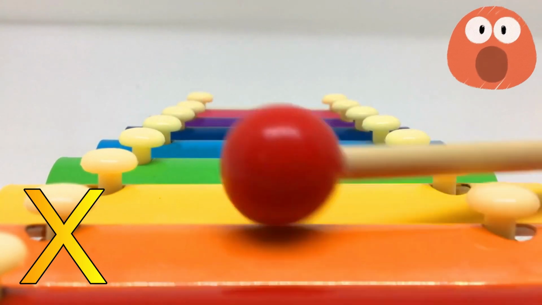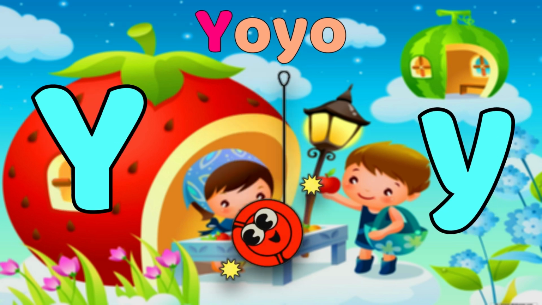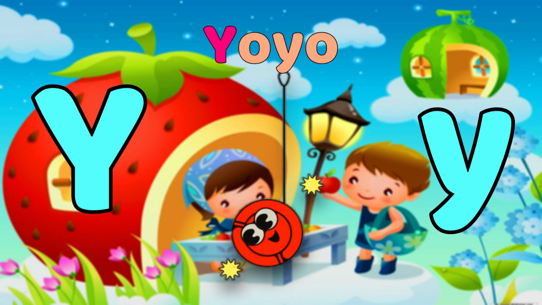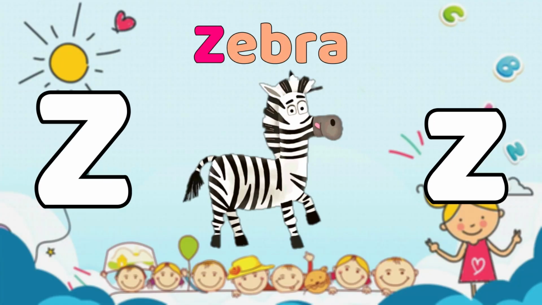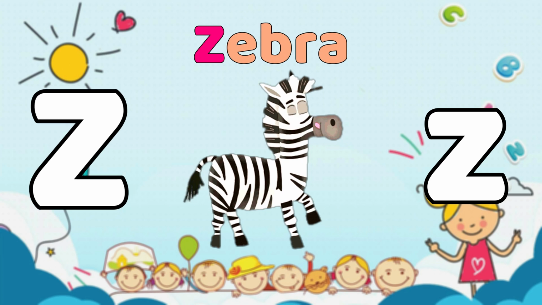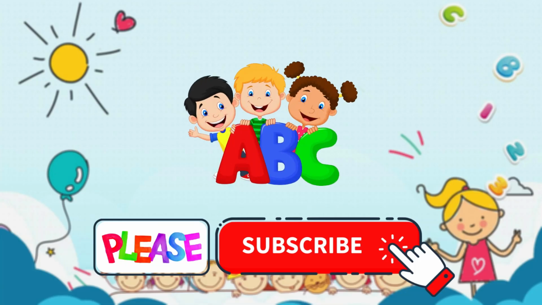Xylophone, z, z, xylophone. Y is for yo-yo, y, y, yo-yo. Z is for zebra, z, z, zebra.